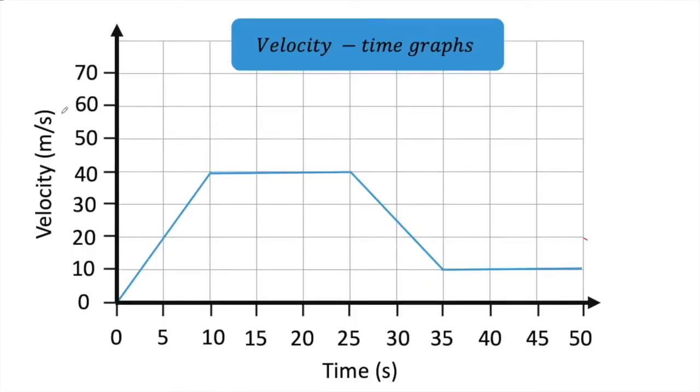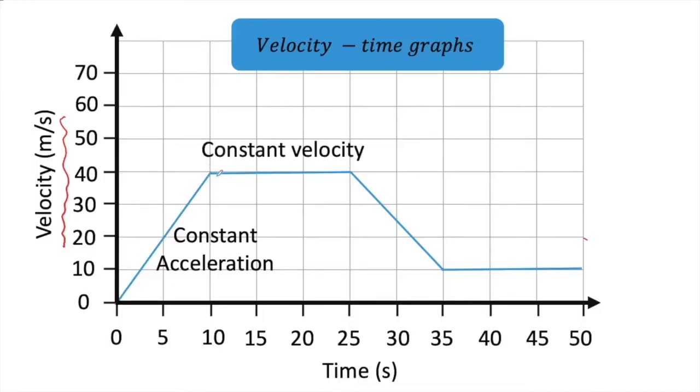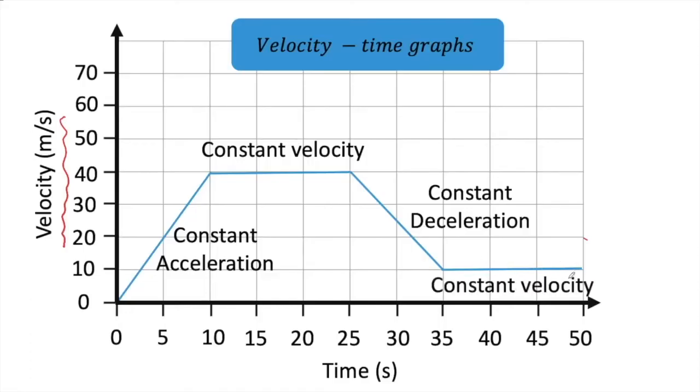Velocity time graphs. With velocity time graphs, you need to check that the y-axis says velocity and not distance, because that's a different motion graph. With velocity time graphs, a straight line at an angle would show a constant acceleration. A flat line here would show a constant velocity because it's not moving above 40 meters per second in this case. A straight line going downwards at an angle would show constant deceleration. And then here we've got another straight line at a different velocity, so that again shows another constant velocity.